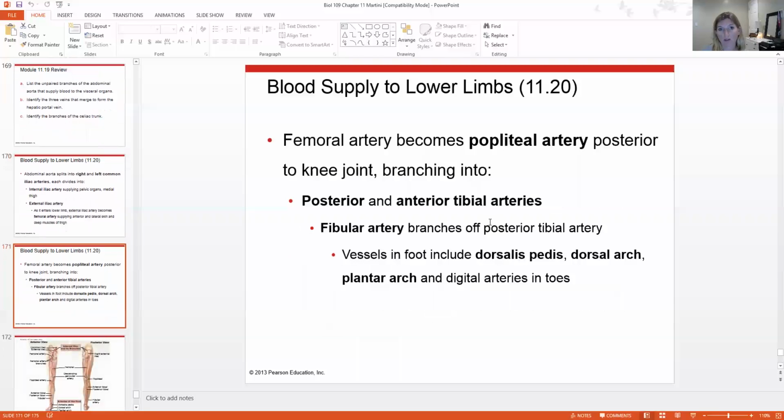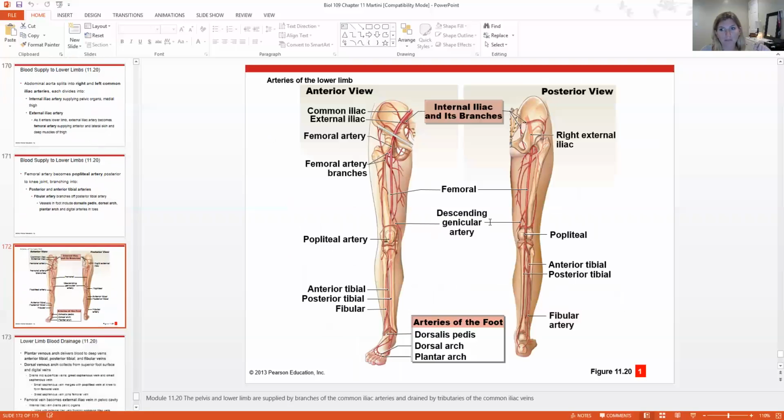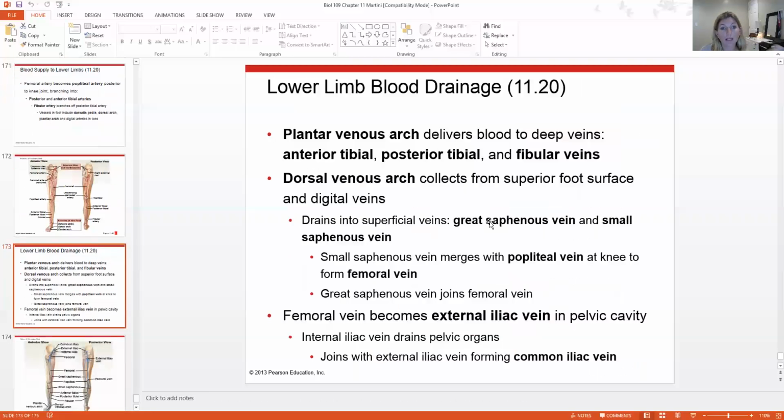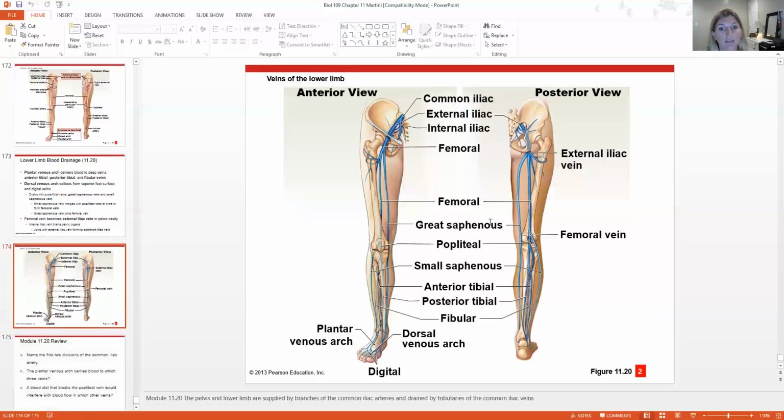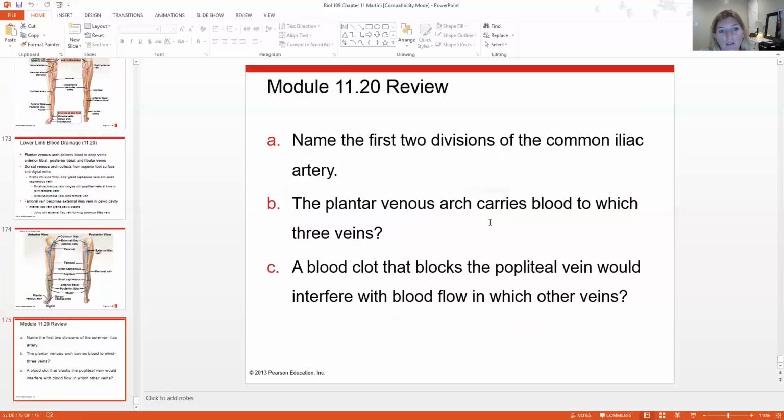And then it's all going to come back up in the venous system, where our plantar venous arch is going to give blood to the anterior tibial and posterior tibial and fibular veins. Again, just going right back up those regions, right back up those bones. Dorsal venous arch is going to drain into the great saphenous vein and small saphenous vein, into the popliteal and femoral veins, and ultimately coming back into the external iliac vein, where it joins with the internal iliac vein to form the common iliac vein. And that common iliac vein fuses to become the inferior vena cava. That's pretty much it.